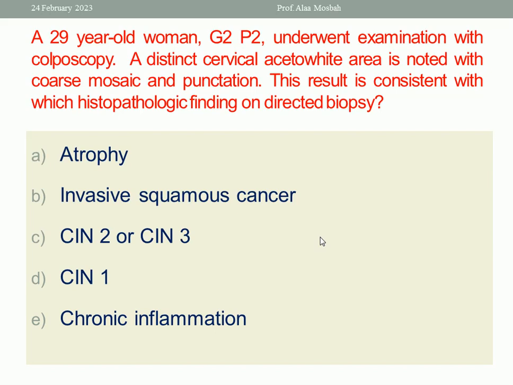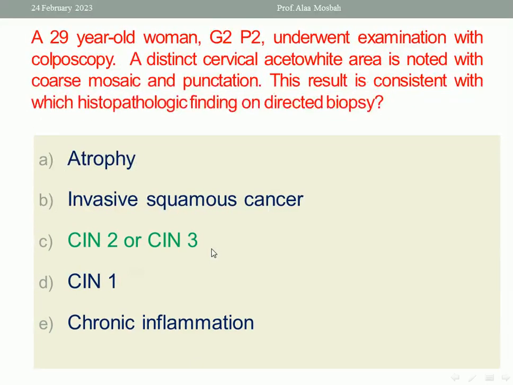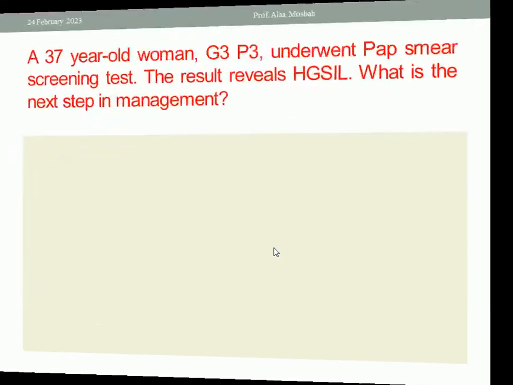The best one response here, as regards the coarse mosaic and punctation and distinct cervical aceto-white area, is criteria of measured degree like CIN2 or CIN3. So the best one response here is CIN2 or CIN3 because of the coarse mosaic and punctation and dense aceto-white. This is the best one response.